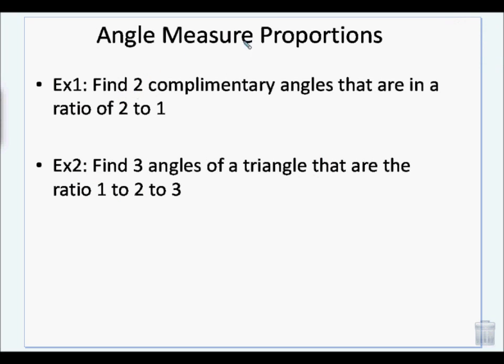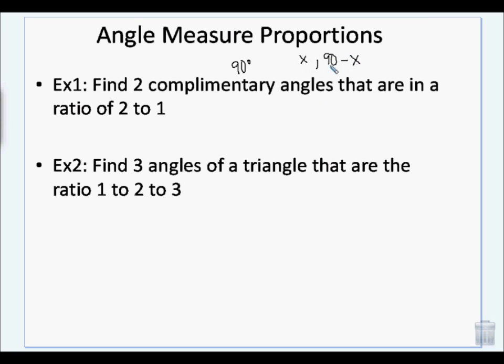Angle measure proportions, we're going to find two complementary angles that are in a ratio of 2 to 1. Now remember, complementary means that they add up to 90 degrees. And I want them to be in a ratio of 2 to 1. So one of them is going to be twice as large as the other. So first of all, I'm going to have two angles equal 90. So I'm going to have x and 90 minus x.